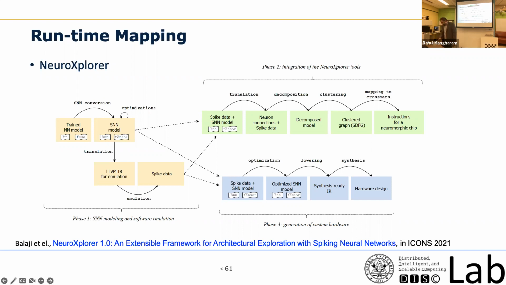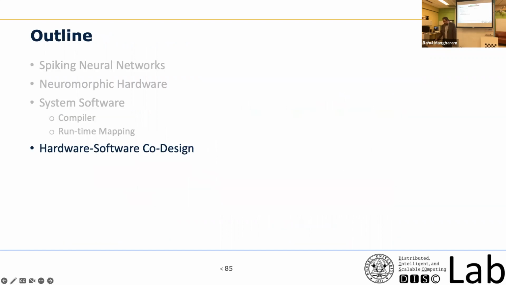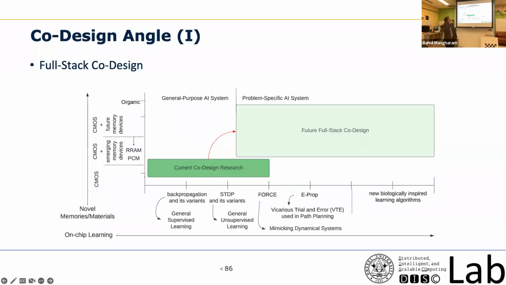Okay, so with that, I just wanted to quickly go into the co-design part because that is another interesting topic. As I was telling you, there is a whole bunch of learning algorithms that you can see over here: backpropagation and its variants, STDP and its variants, FORCE we have done, e-prop we have done, and many other new biologically inspired learning algorithms that are coming on a very regular basis nowadays.